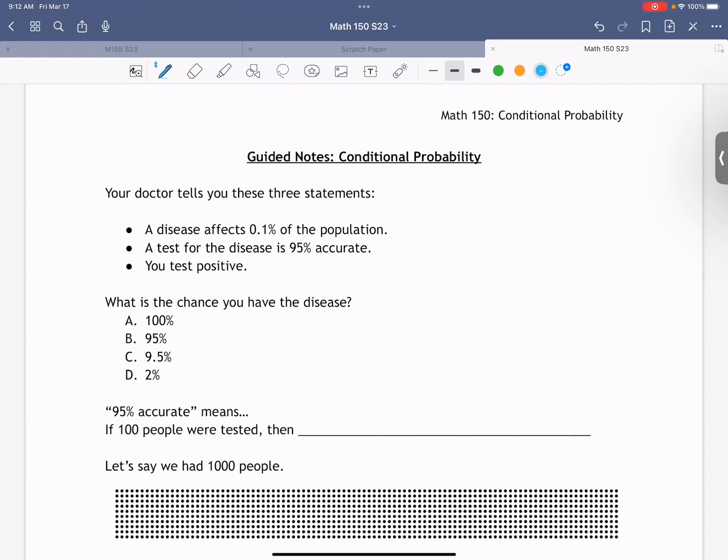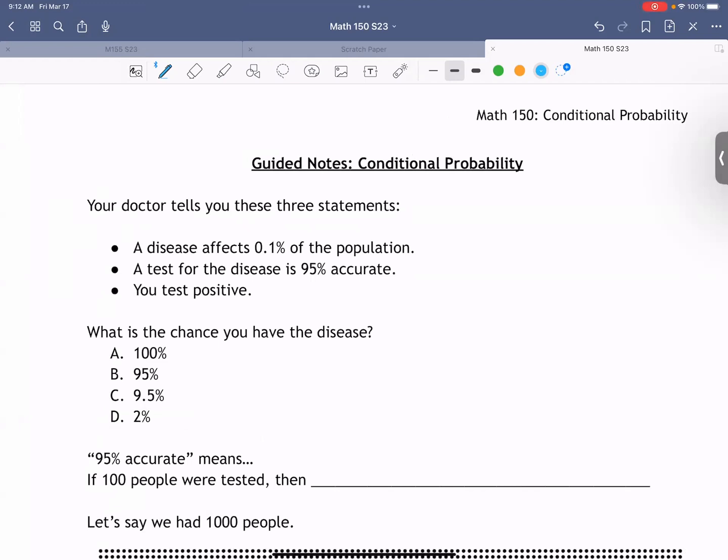So let me just tell you why I think this section is the weirdest section and so hard to understand. Let's say you go to the doctor. You're visiting the doctor. The doctor says, okay, there's this really rare disease. This disease only affects 0.1% of the entire population. It's very, very rare. Barely anyone gets it, right? Second, he tells you, we have this test for the disease, and this test is 95% accurate. Very accurate test, right? And I'll tell you what that means a little bit later.